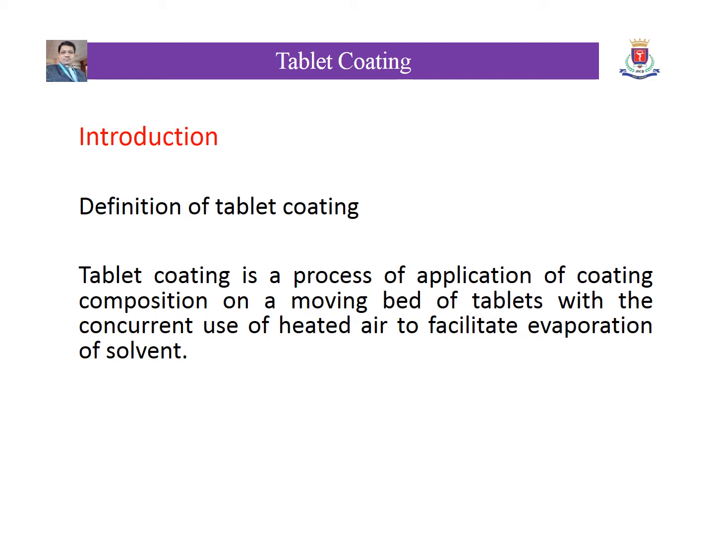Now see the definition of tablet coating. Tablet coating is a process of application of coating composition on a moving bed of tablets with the concurrent use of heated air to facilitate evaporation of solvent. By this definition, we understand that it is a simple process of application of coating composition on tablet surfaces.